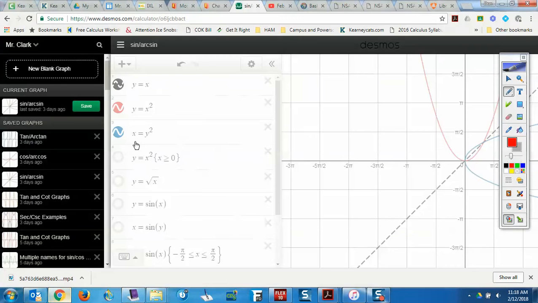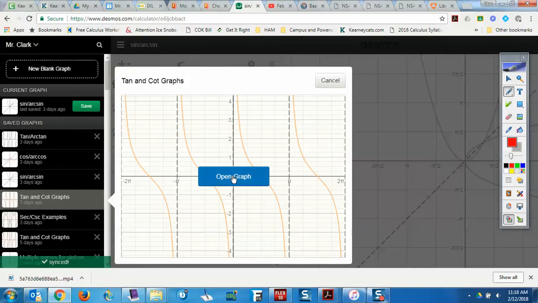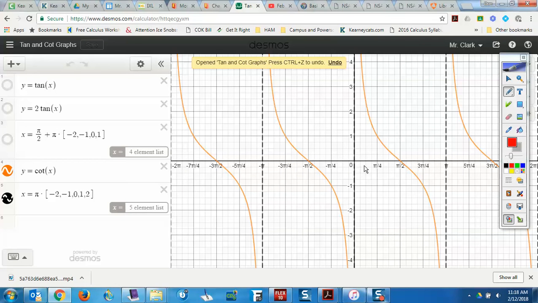All right, now where that came into play for me on this scenario here was when I was doing the tangent graph, and I wanted to show these asymptotes. Well, the asymptotes for cotangent happen at 0 and at pi and at 2 pi. So what I did right here is I did pi halves plus, well, that was for tangent. Here I did pi times and then -2, -1, 0. I only needed a few, so I just did a list, and that multiplied. That's how I got like 5 of them there, all on this one.